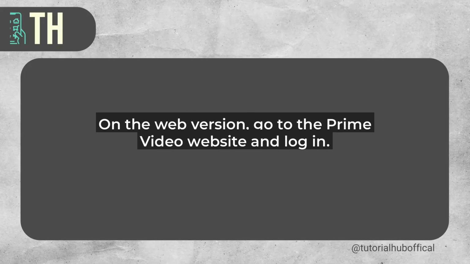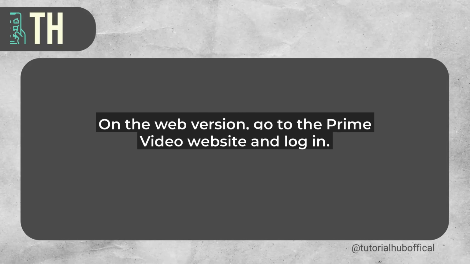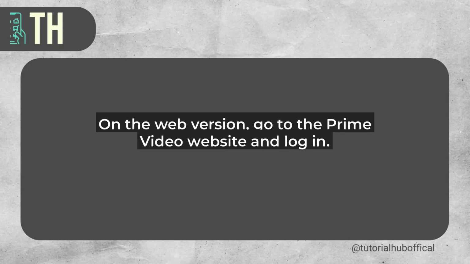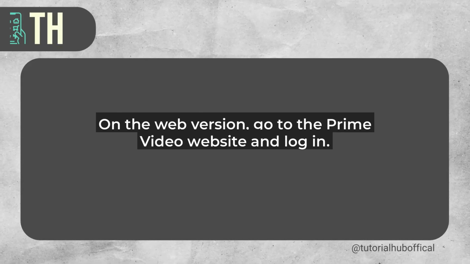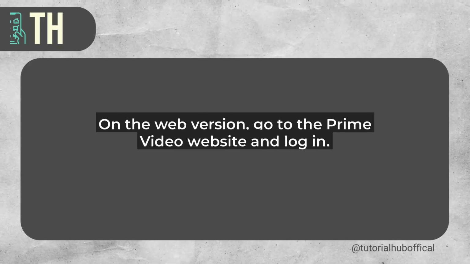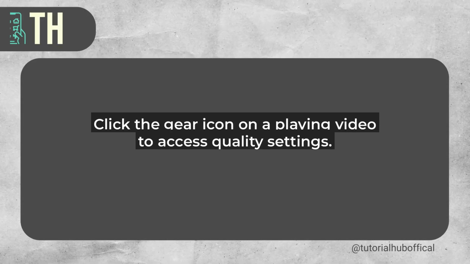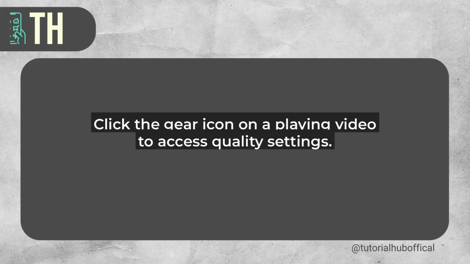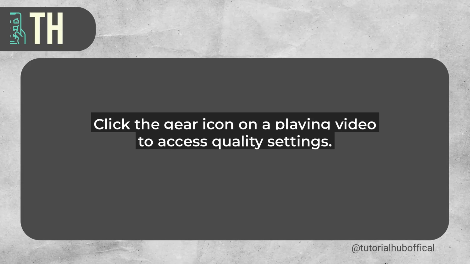If you're watching on a computer via the Prime Video website, it's just as simple. Head to the Prime Video site on your browser and log in. Pick your show or movie and start playing it. You'll notice a gear icon in the bottom right of the video player. Click on that to open settings.